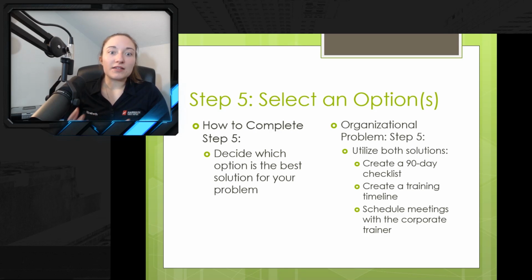Step 5 is going to be select an option. So how you complete step 5 in pretty much any context is you just need to decide which option is best for your problem. So how we completed step 5 is we decided on 3 options to implement. So create a 90-day checklist. We're going to try to do that. Create a training timeline, and then schedule meetings with our corporate trainer. So we feel with these 3 options, this is really going to help us solve this problem.